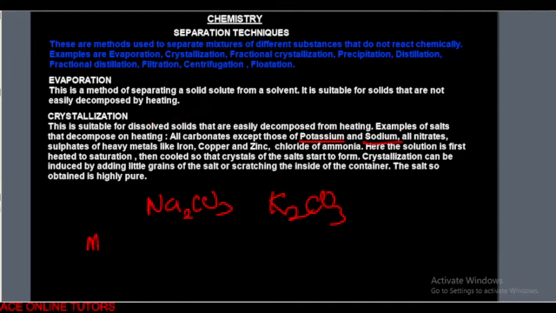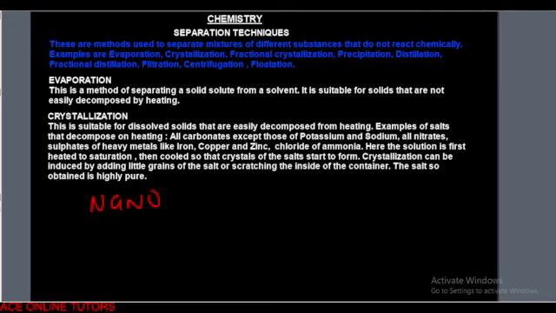Now, apart from trioxocarbonate, we also have all nitrates. All nitrates, any nitrate at all. Be it sodium nitrate, it is not stable. Be it potassium nitrate, it is not stable. Be it calcium nitrate, it is not stable. So all nitrates are not stable. Now, sulfates of heavy metals like iron, copper and zinc are not stable.